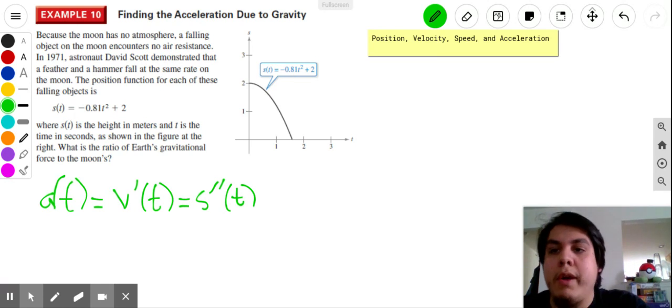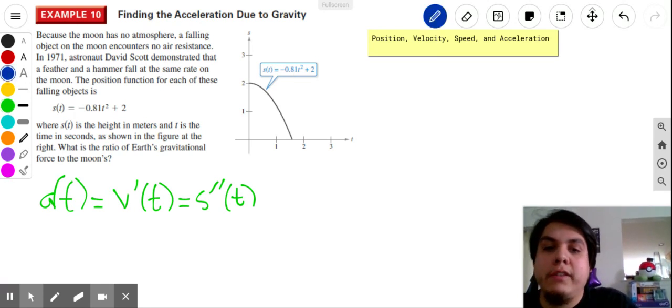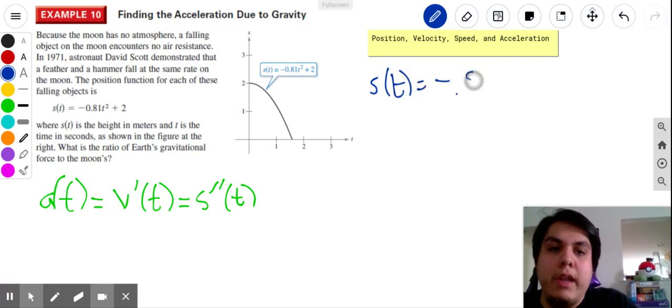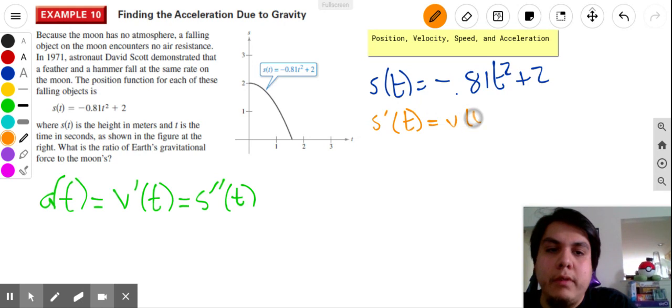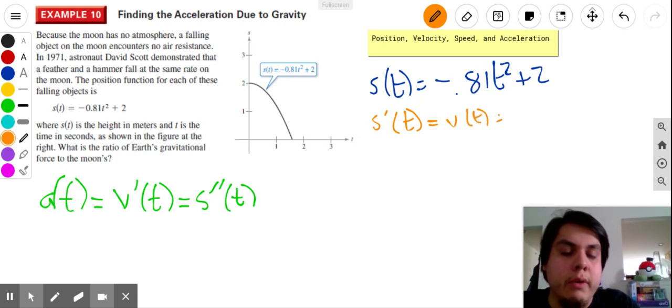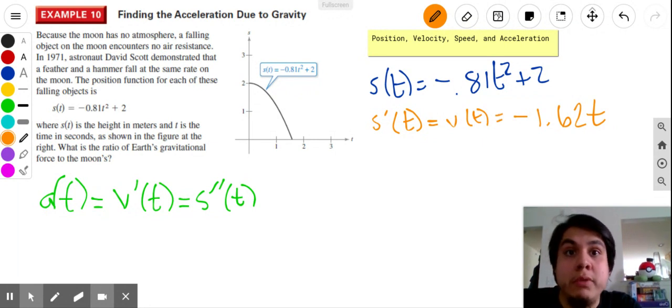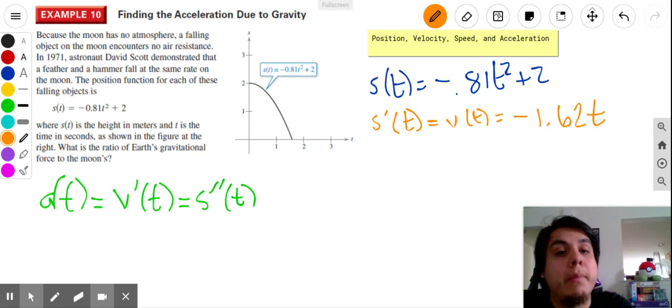So let's go ahead and start applying it. If I know that s of t is equal to negative 0.81 t squared plus 2, then I can use that information to figure out that s prime of t, also known as velocity, would equal, according to the power rule, negative 1.62 t. The derivative of 2 is a constant, so it's a 0, so it disappears. All right?